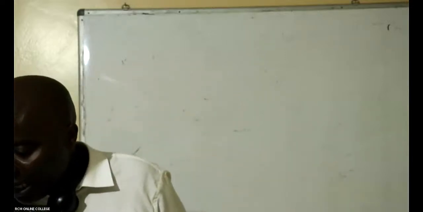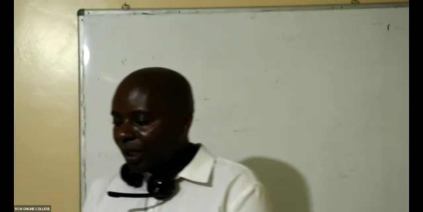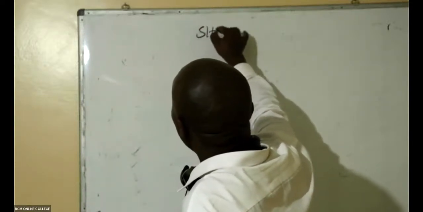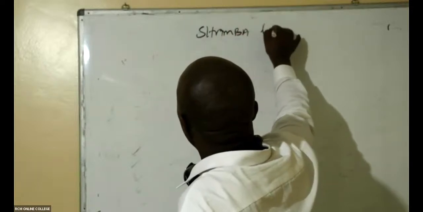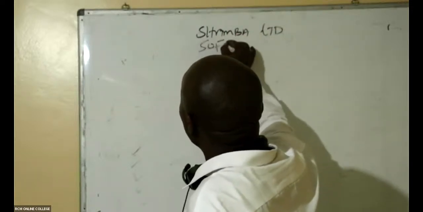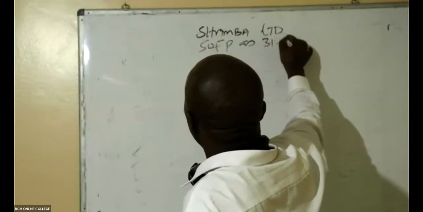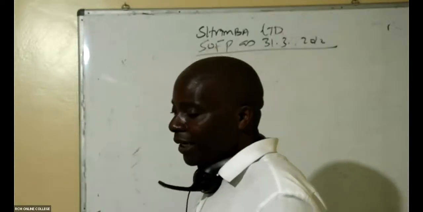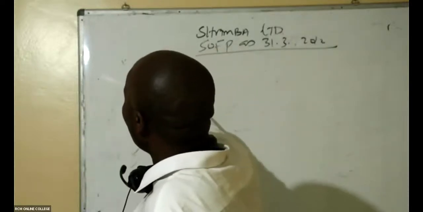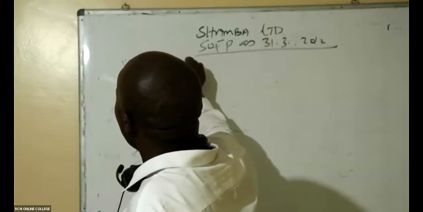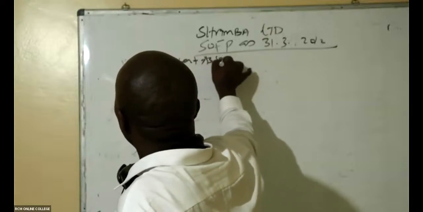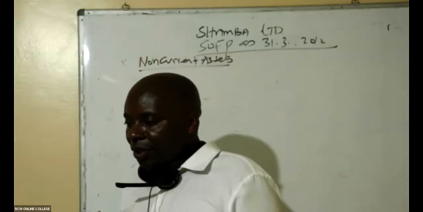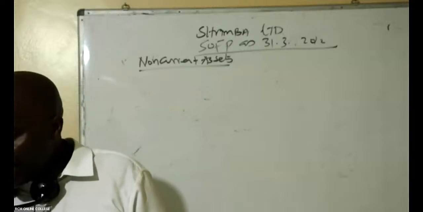So they want me to do a balance sheet. Of course, I know you are very good with the preambles, writing the names. So we have The Shamba Limited, Statement of Financial Position as at 31st March 2012. You underline. Then you start with assets as usual, and the very first assets to capture are the non-current assets. So non-current assets, what do we have here?